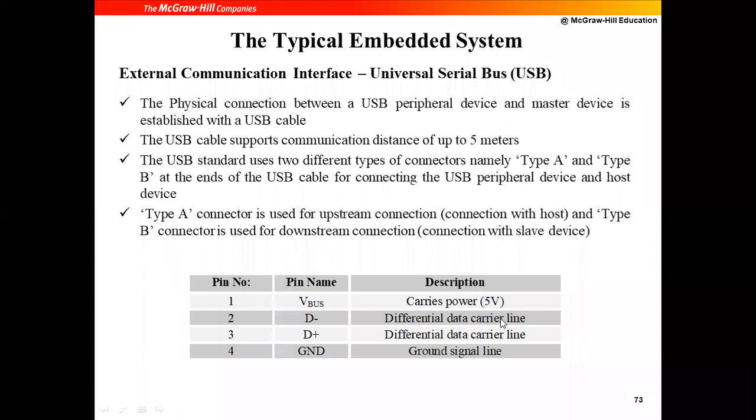The reason this differential carrier line is required is to suppress the noise signals. In order to remove noise during the transmission, these differential carrier lines are used. They transfer the data signal. And the last pin, pin number 4, is the ground signal. So this is about the USB connector.